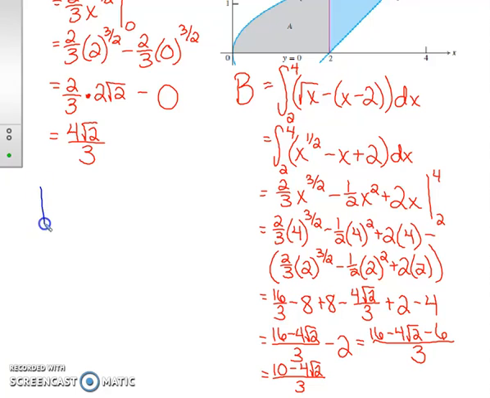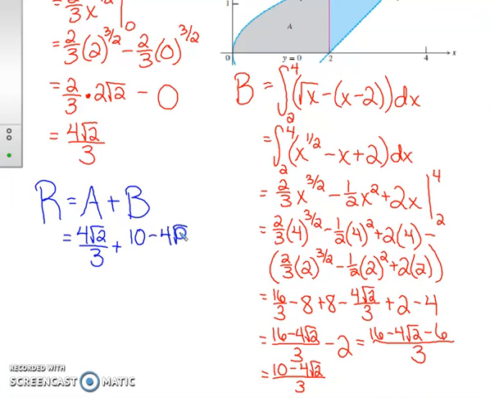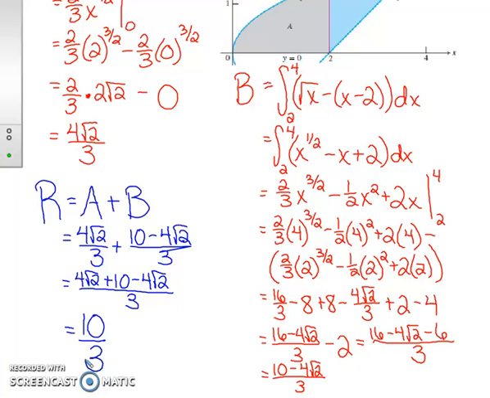So region R is A plus B. So it would be 4 square roots of 2 over 3 plus 10 minus 4 square roots of 2 over 3. Thankfully, it all has common denominators, so we just pay attention to combining the numerators together. Notice the 4 square roots of 2 cancel each other and all that radical work, and we get 10/3 for the total area there.